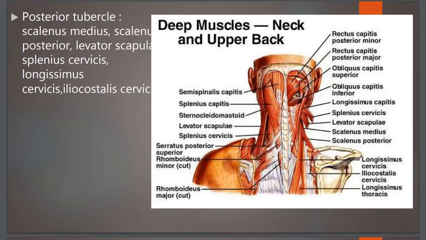From the posterior tubercles, the other muscles we will see here are scalenus medius and scalenus posterior. Then we will see the levator scapulae muscle, which has been cut. Then we have splenius cervicis here. Then longissimus capitis and longissimus cervicis muscles are also seen. Then iliocostalis cervicis. All these muscles of the neck region are attached to the cervical vertebrae.